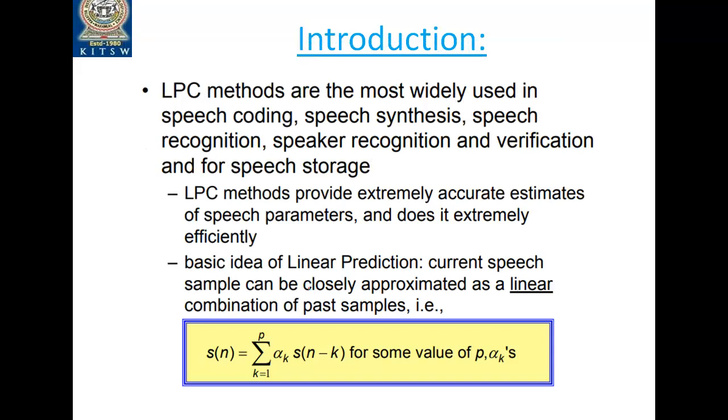Right, this is some of the introduction to linear predictive coding that we have already seen. The basic idea: the current speech sample can be closely approximated as a linear combination of past samples. This is the estimation sequence of the speech, that is s hat of n equal to summation alpha k into s of n minus k. This alpha k is our objective, which we need to estimate effectively.